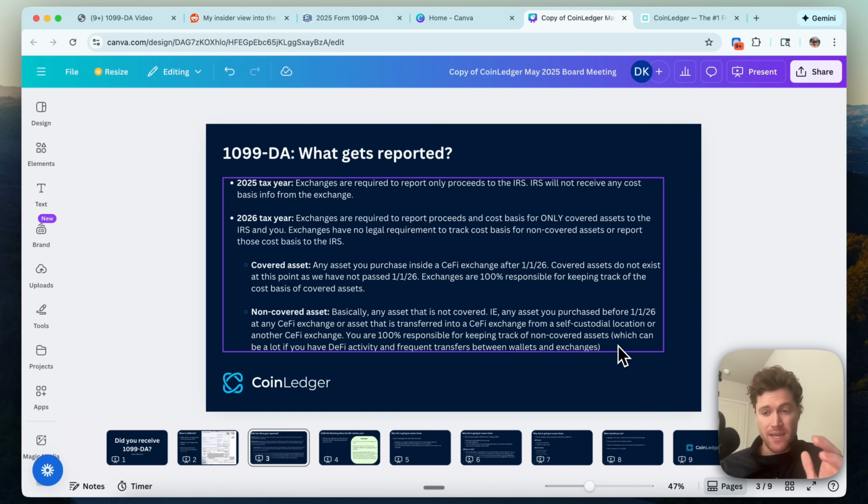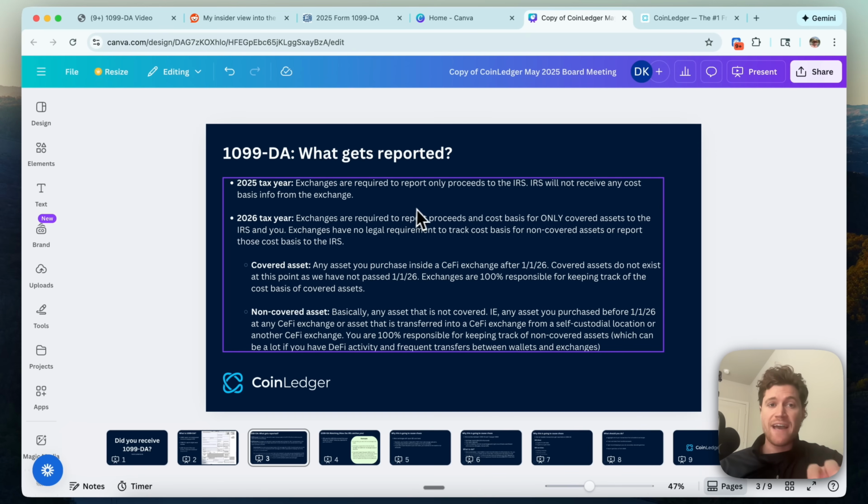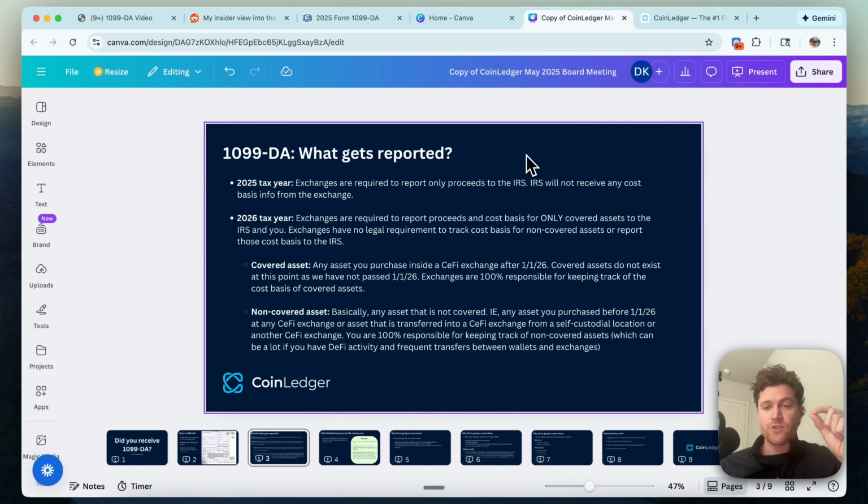And obviously, this can be a lot if you have a lot of DeFi activity, a lot of transactions going to and from your self-custody wallets. So that will fall to you to track, those non-covered assets, even post January 1st, 2026. So to summarize, for the 2025 tax year, your 1099-DA is most likely not going to include information on your cost basis, which is very important for reporting your gains and losses. Most will only report your proceeds, which is how much you sold the crypto for on that exchange.